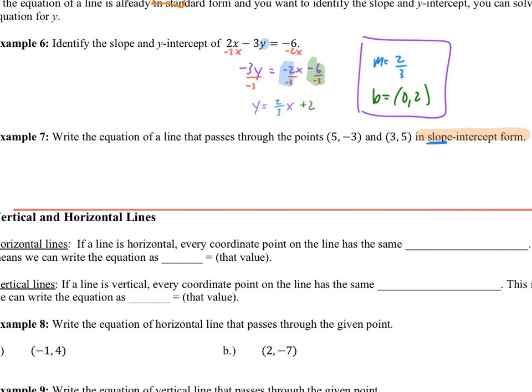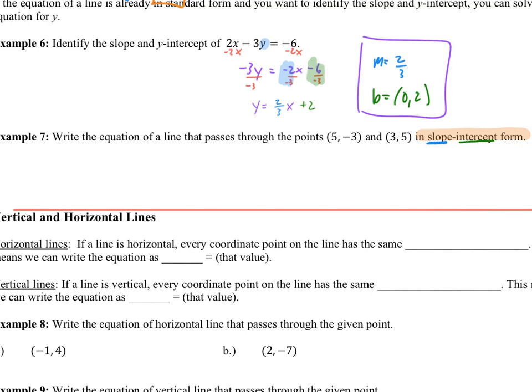I need to know what the slope of the line is, and I need to know what the y-intercept of that line is. So looking at the points we have, can we answer either question right now? Two points will help me find the slope, but I don't know the slope right now. Is either of these points the y-intercept? Neither one of these has an x-coordinate of 0, so neither one is the y-intercept. So I'm going to have to find that also. I'm going to start off by finding the slope.